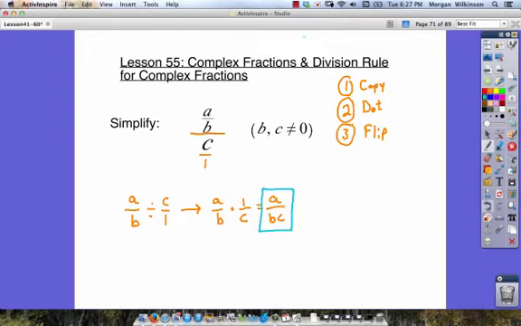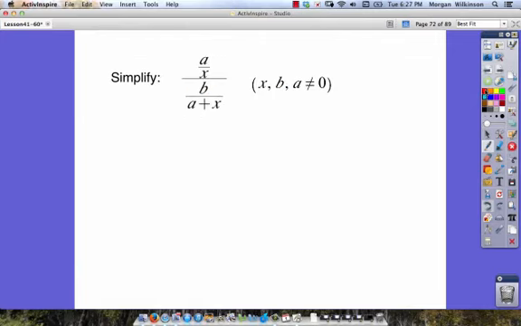Let's look at our next problem. Here we have another complex fraction. A complex fraction is just a fraction within a fraction. So here we have a over x divided by b over a plus x.